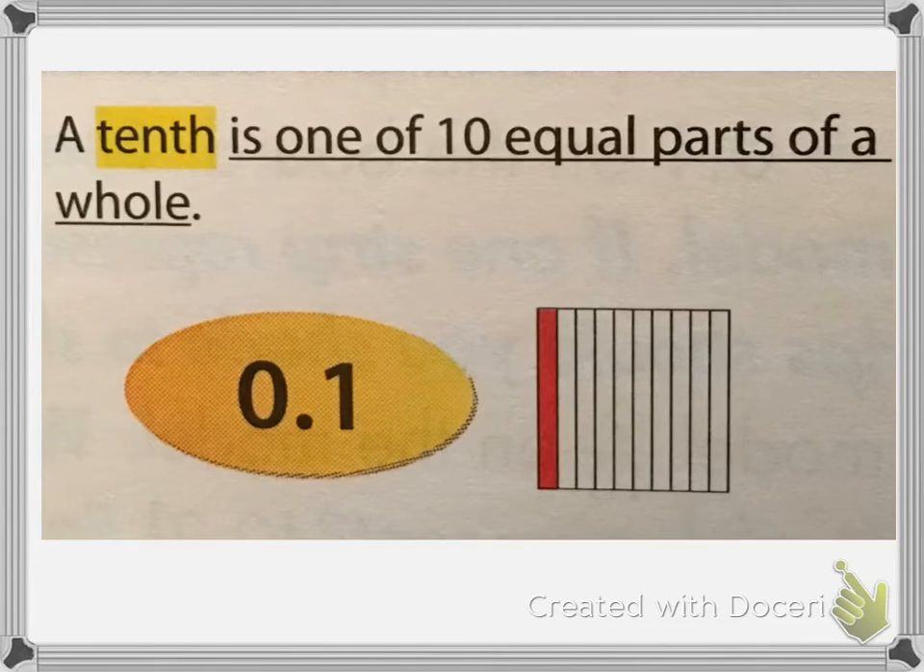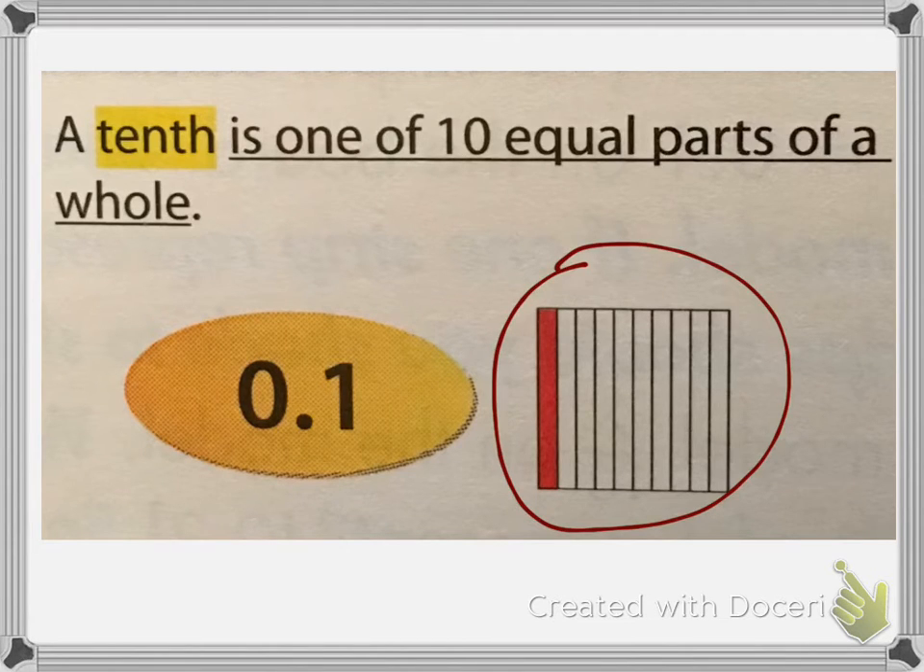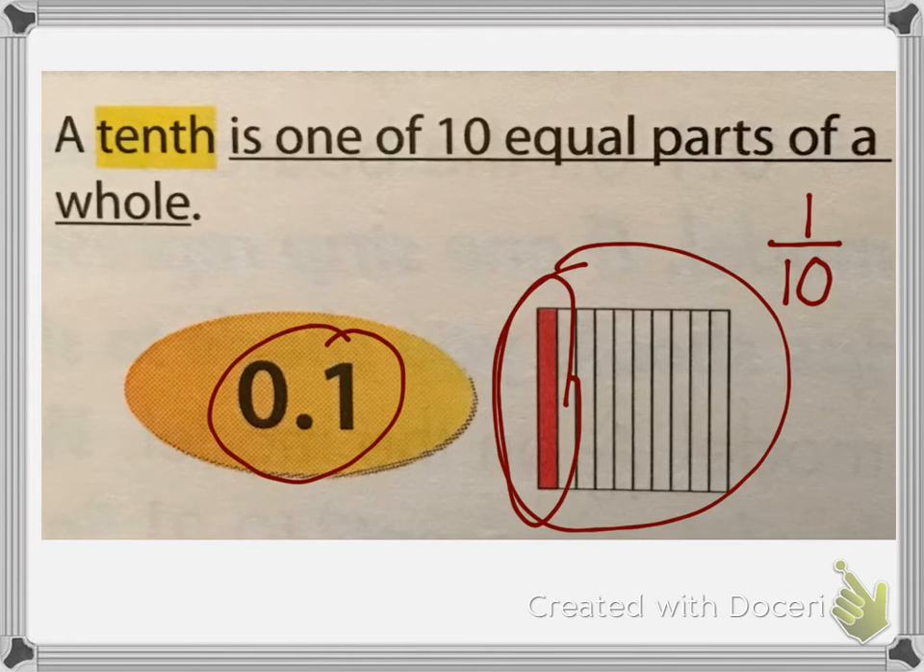A tenth is one of 10 equal parts of a whole. So here's our model, and it's cut up into 10 pieces, and only one is colored in. So we know that as a fraction, this is 1/10. And this is the way this would be rewritten as a decimal, because the 1 is in the tenths part of our decimal place value chart.